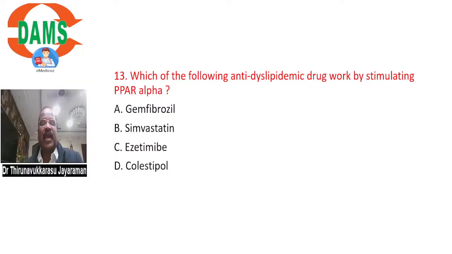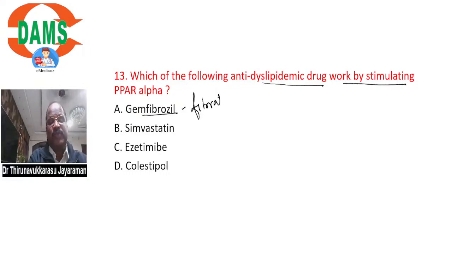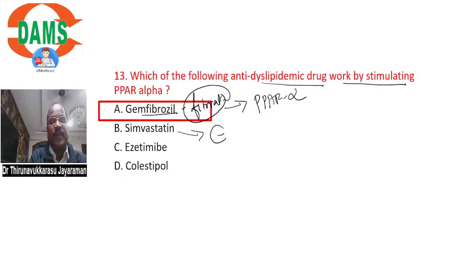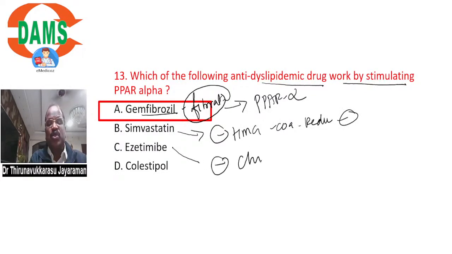Now look here. Which of the following anti-dyslipidemic drugs works by stimulating PPAR alpha? Options are gemfibrozil, simvastatin, ezetimibe, cholestyramine. What's the answer? Gemfibrozil is a fibrate. Fibrates activate PPAR alpha. Okay, so the answer is option A. Statins inhibit the HMG-CoA reductase enzyme. Ezetimibe inhibits cholesterol absorption from the intestine.